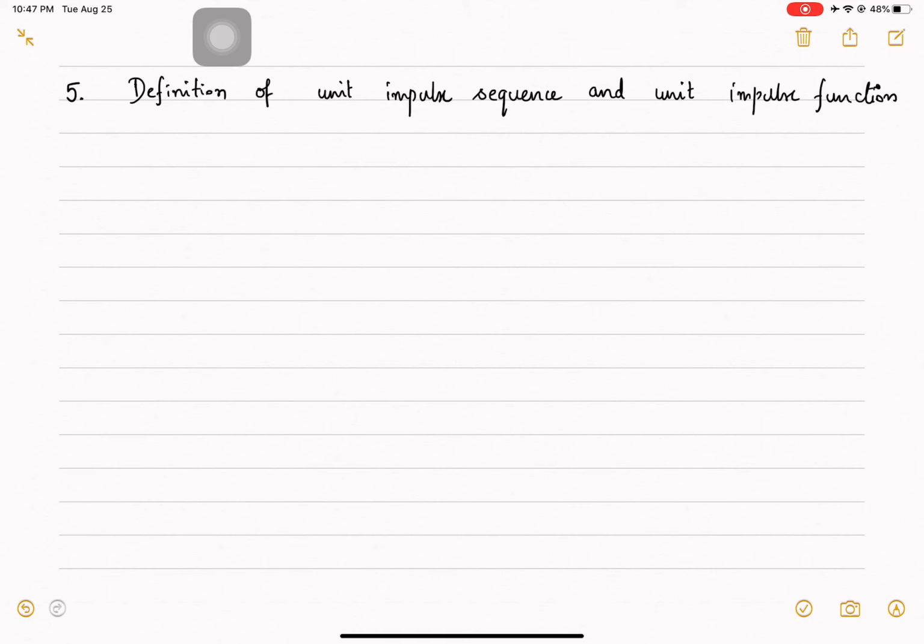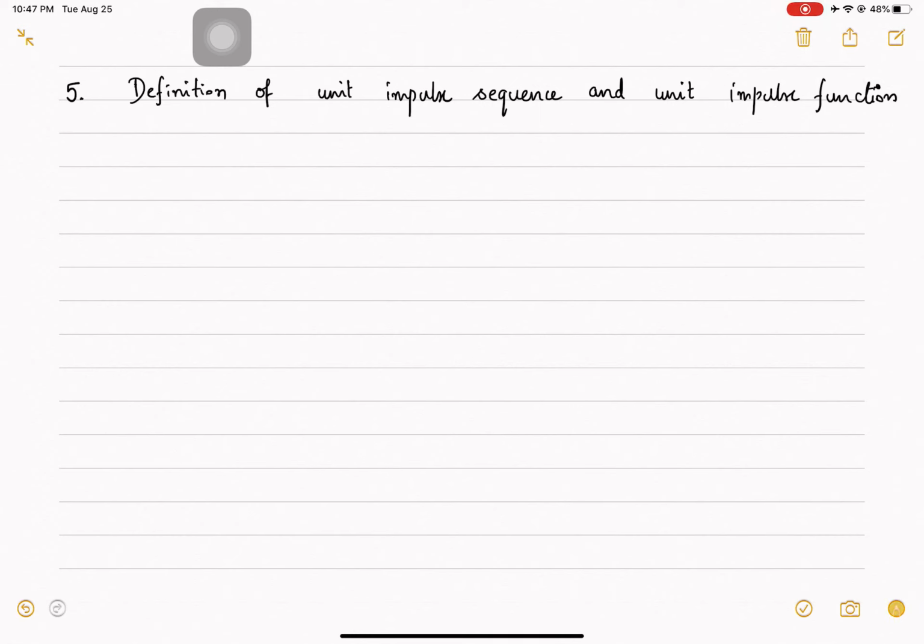Unit step sequence in the case of discrete time signals, and unit impulse function in terms of the continuous time case. Okay, so why are these important? We'll know shortly. Now, a unit impulse sequence in the discrete time case is defined as follows.